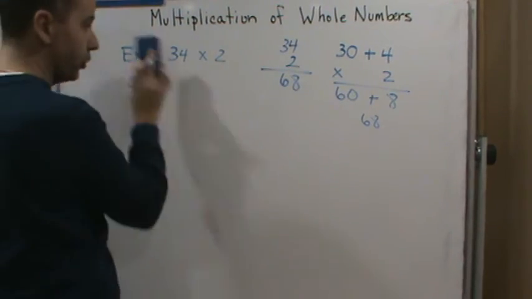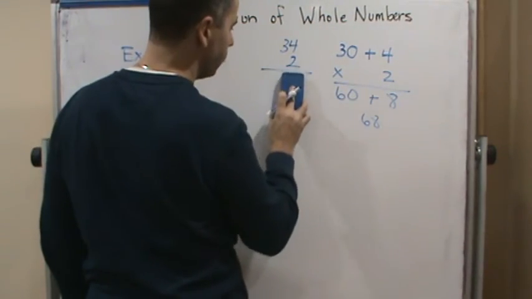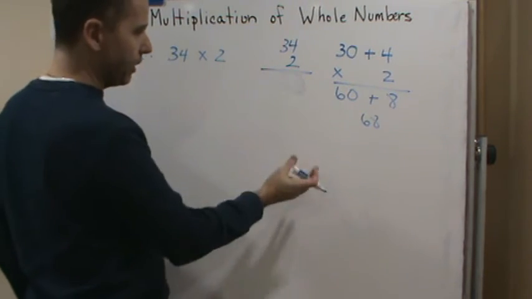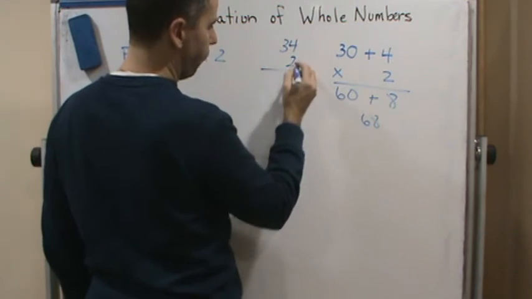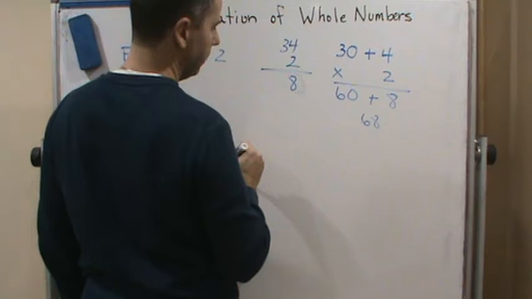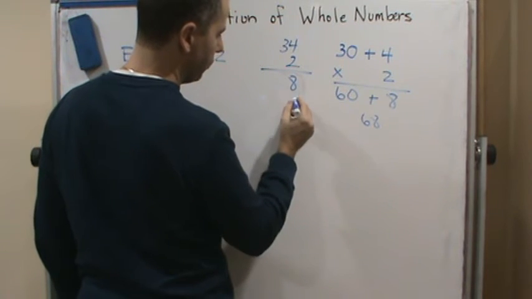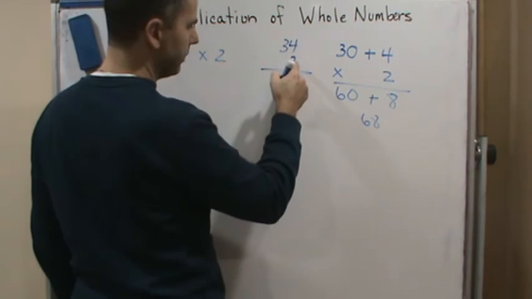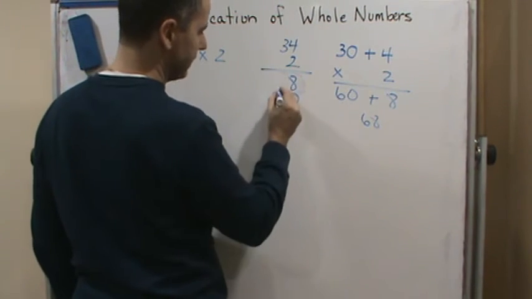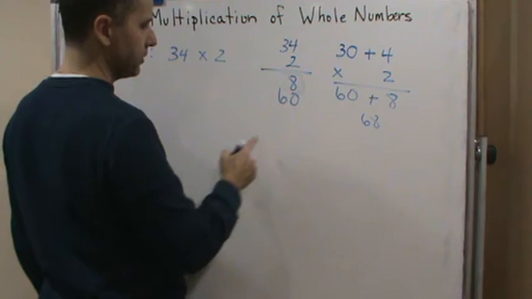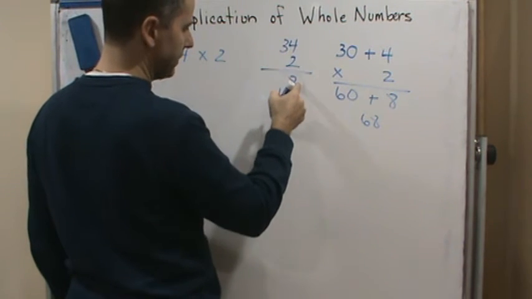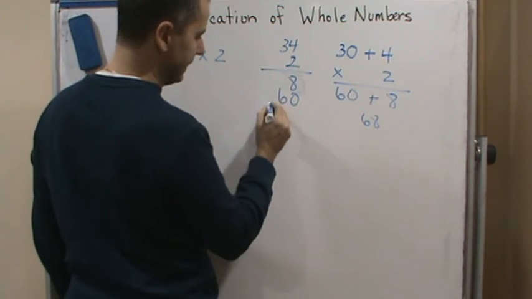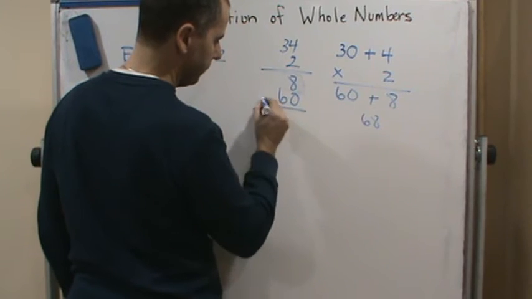But you could do it one other way, the long or expanded way. You would do 2 times 4 is 8, then you would put a 0, and go down here and put 2 times 3 is 6, which is 60. So 2 times 4 is 8, 2 times 30 is 60, and then you add.